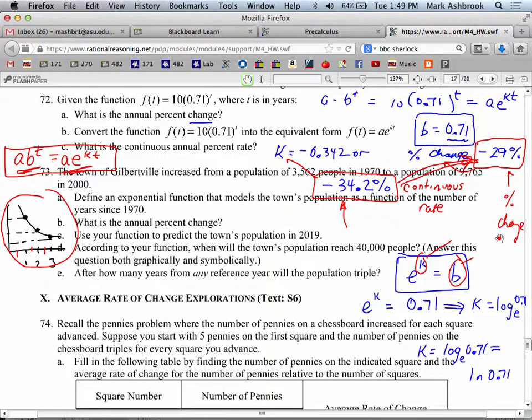Go ahead, Alex. Is one more accurate than the other if you're trying to represent a situation? No, they're the same. The only time one would be more accurate is if in finding one from the other you rounded. So we probably rounded this a little bit. It's 34.2, maybe it was 34.25 or something. We know that 29% is exactly correct because of the 0.71. In finding this, if we rounded, then it's slightly off.